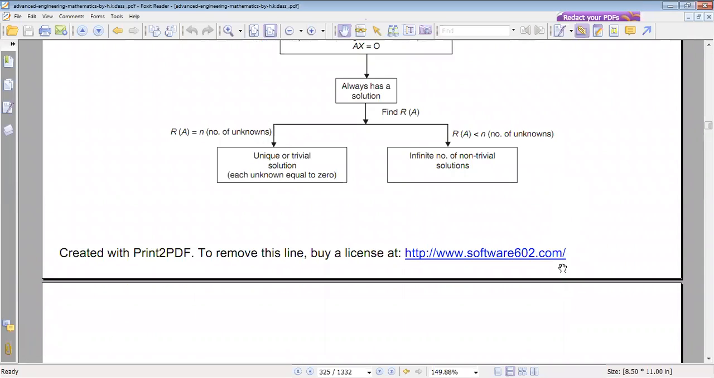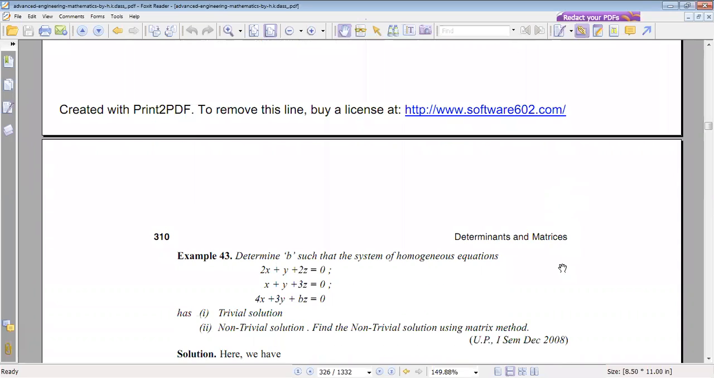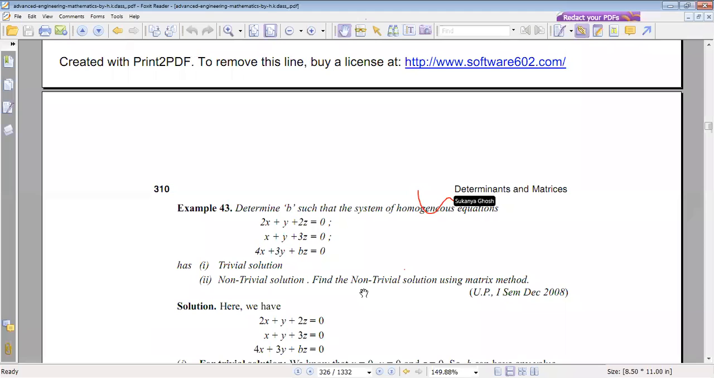So let's try one example. Now see here what is given. Determine B such that the system of homogeneous equations has a trivial solution. Why is it homogeneous? Because in all these cases the right hand side is equal to 0. So we have to find the value of B so that the system has a trivial solution. Clear? Now come here, see.